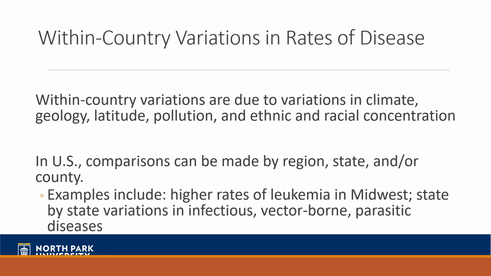So in the United States, comparisons can be made by region, state, even county. There are higher rates of leukemia in the Midwest, and state-by-state variations in infectious, vector-borne, parasitic diseases. We know there are certain areas where there are spikes in Lyme disease. And I look to see whether or not I should be treating for tick bites.